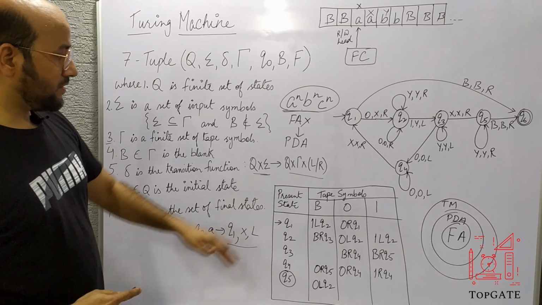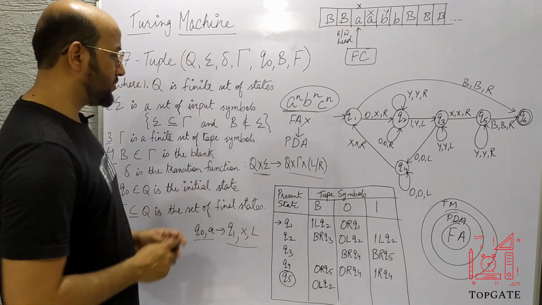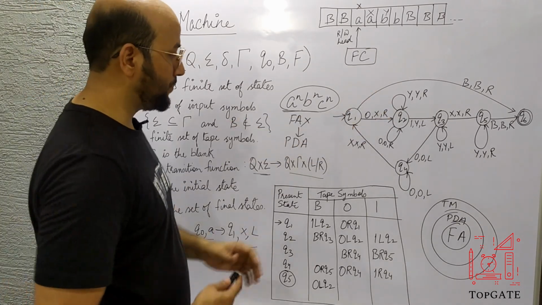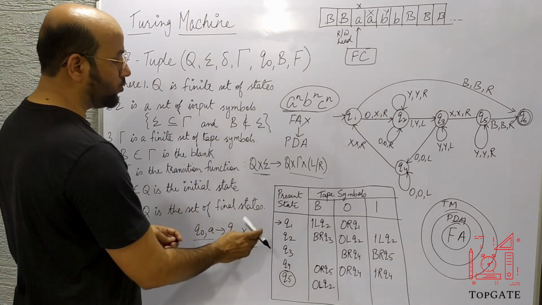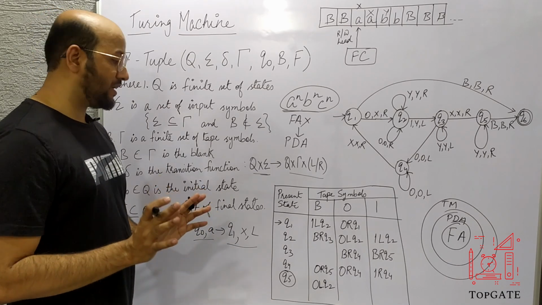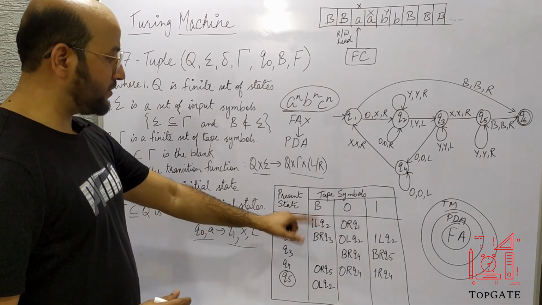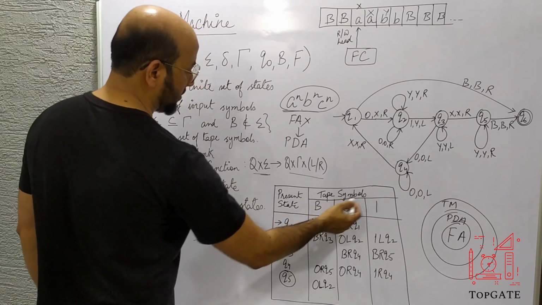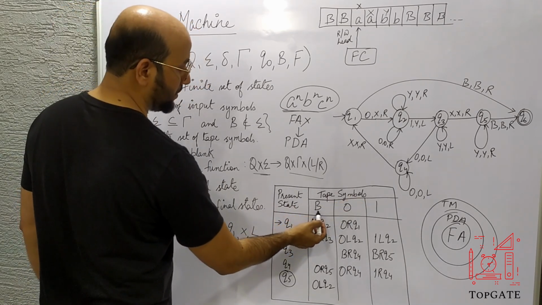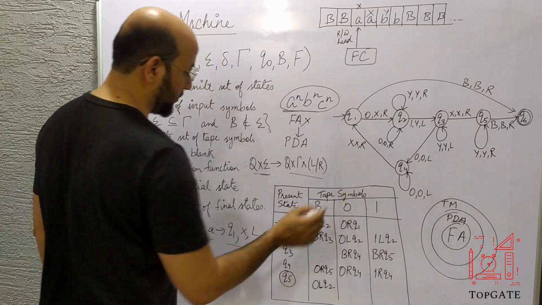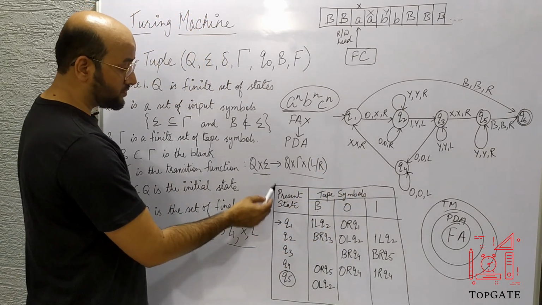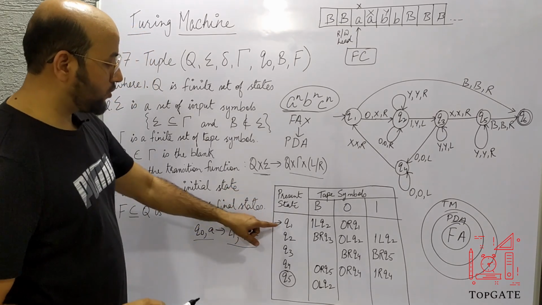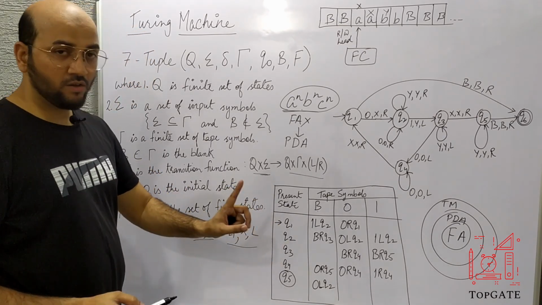Now we have certain representations of a Turing machine. This is called a transition table, and this is the transition diagram. It tells us how to transit from one state to another. To read this particular table, we have the present state and the tape symbols. The tape symbols we have are B, 0, 1, and the states are Q1, Q2, Q3, Q4 and Q5, with Q1 as the initial state and Q5 as the final state.